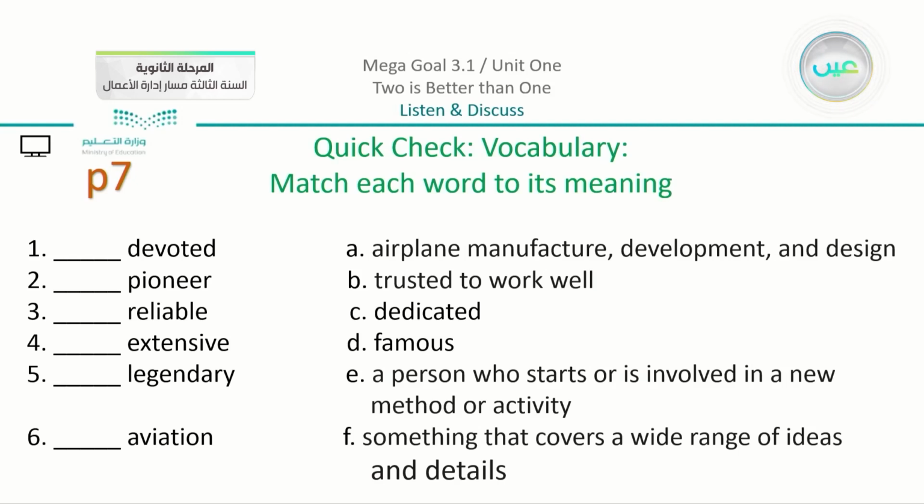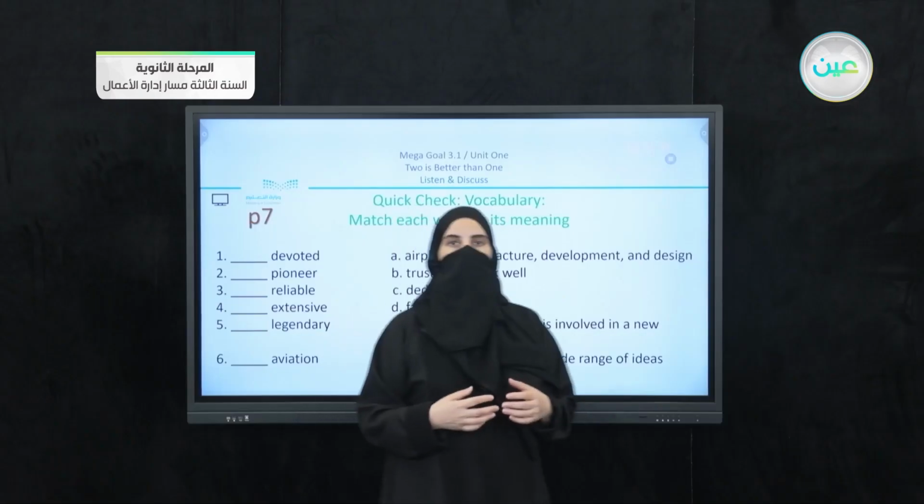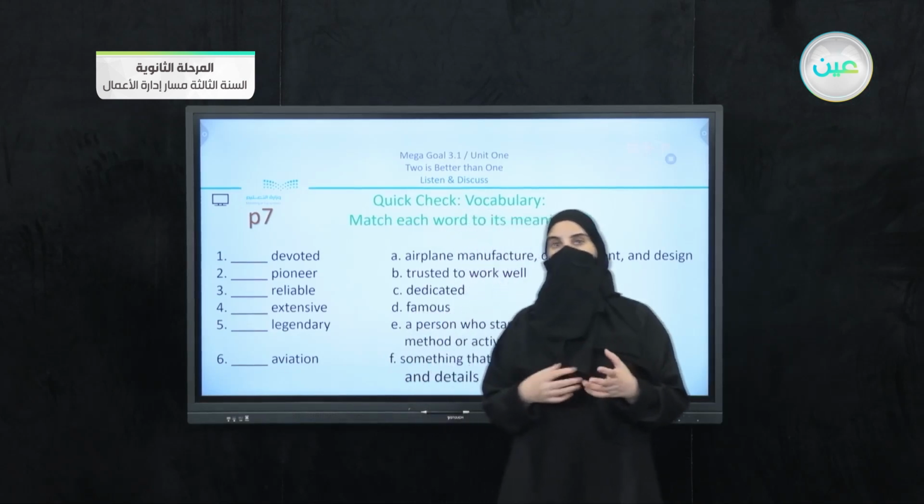devoted, pioneer. Number 3, reliable. Number 4, extensive. Number 5, legendary. And number 6, try to read this word, aviation. Aviation. These are 6 words. Are any of these words familiar to you? Do you know them before?